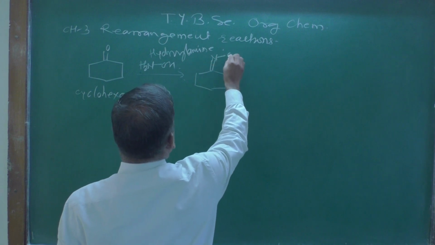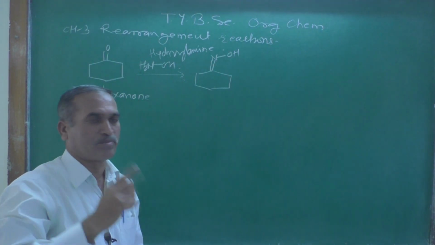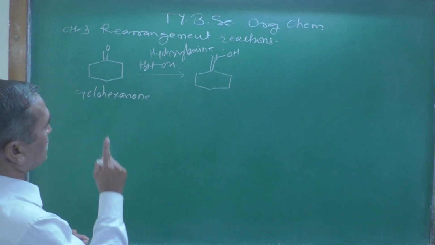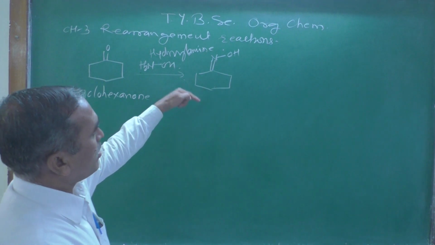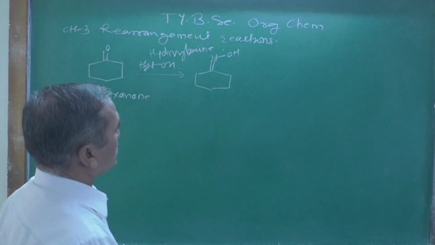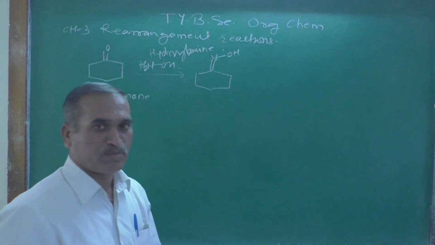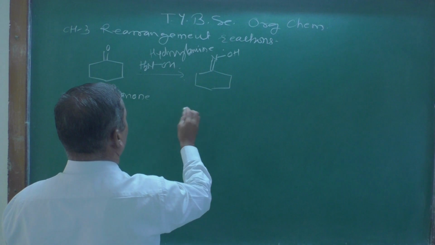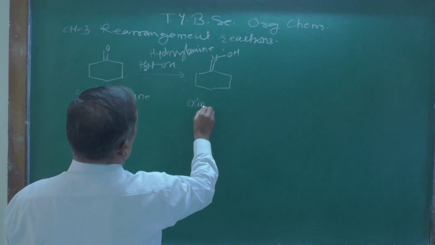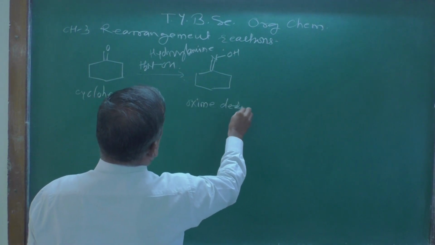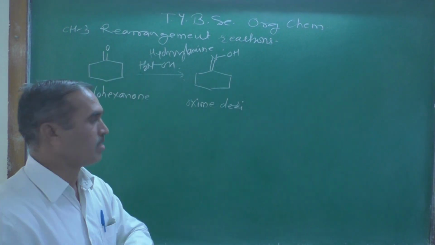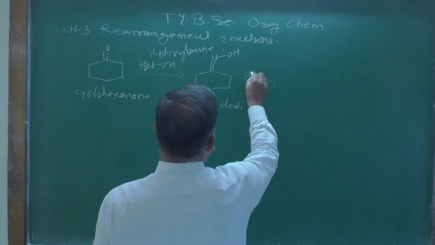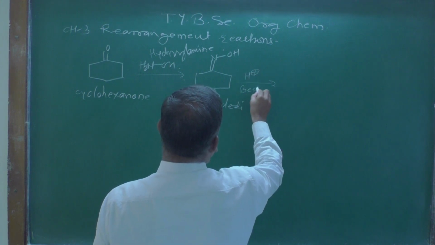This is a regioselective type of reaction, meaning that at a specific region the carbon-nitrogen double bond is formed, and when this compound is formed, this product is known as an oxime derivative. This is the oxime derivative which we have obtained here. Now when it is treated with acidic medium, H+, this is the Beckmann rearrangement reaction.